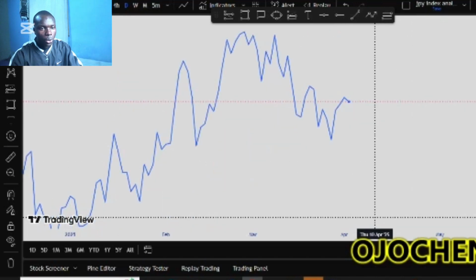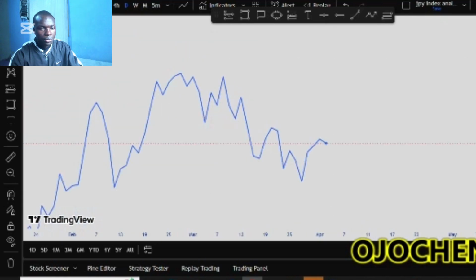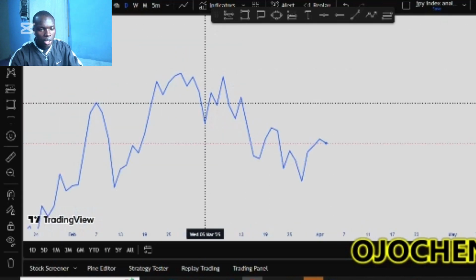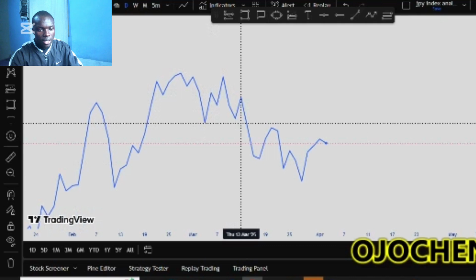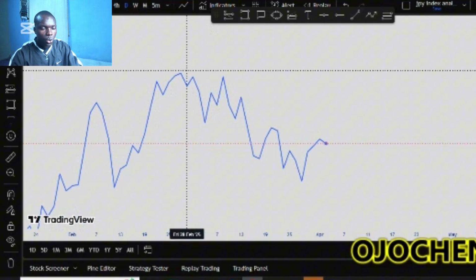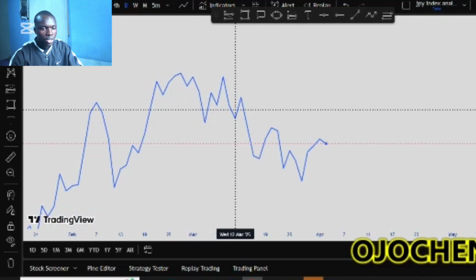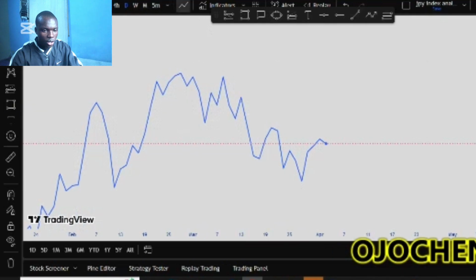So after the lower lows and the lower highs, you can see the break of structure. The character was changed here. So you can see here, this is the break of the structure. So right now we can say we are bullish on the daily time frame because of the change of structures.